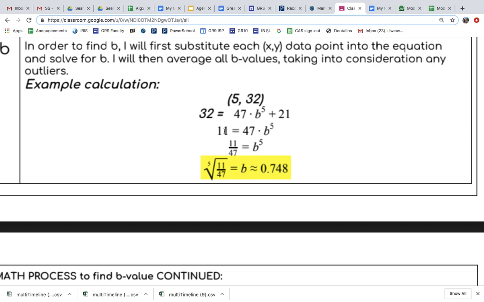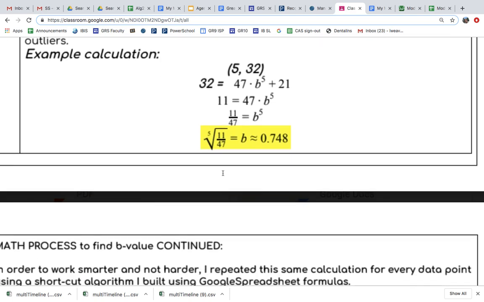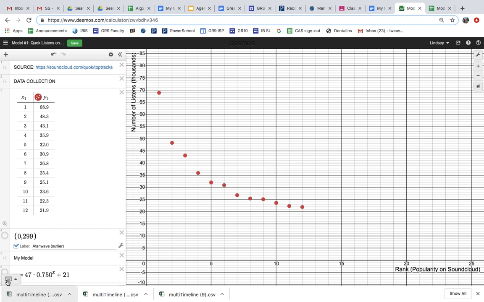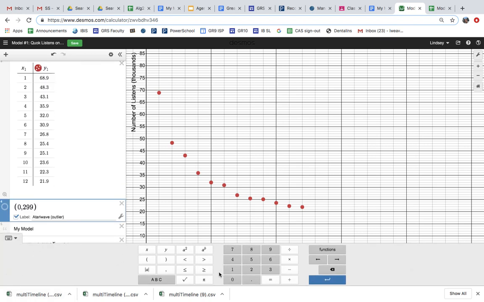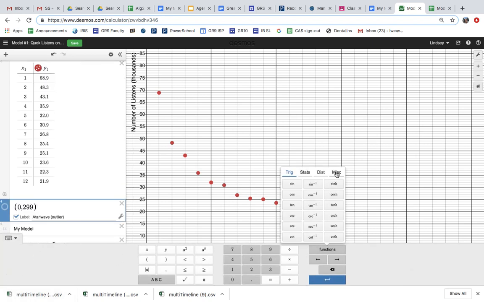Then I use PEMDAS backwards to solve for b. So I subtracted 21 on both sides, then divided by 47, and then took care of our exponent by taking the fifth root on my calculator of 11 over 47. Remember that your x root button is under your math button on your TI-84 calculator. You could also calculate it on Desmos. It would be under this keyboard here, I think under function somewhere. Yeah, there we go. You could also do that on Desmos.